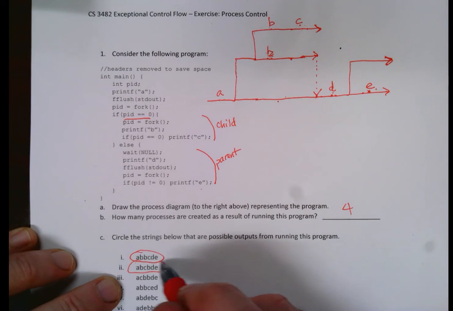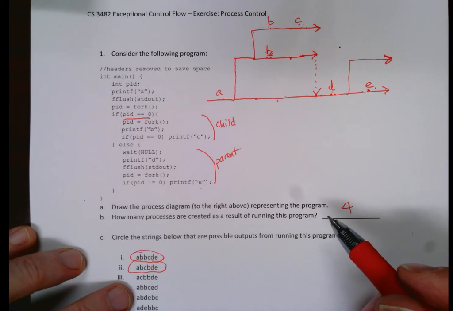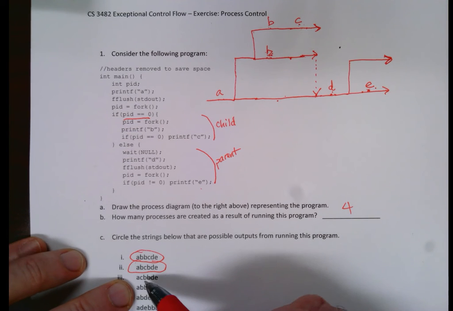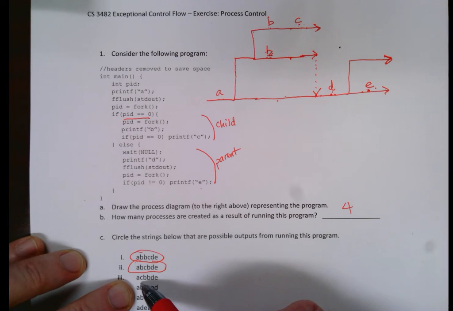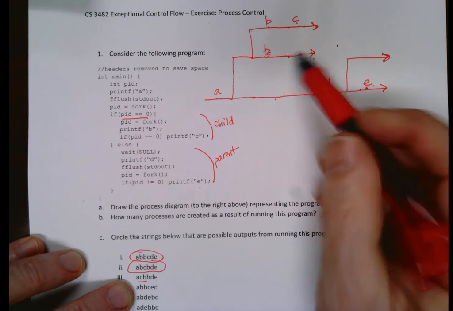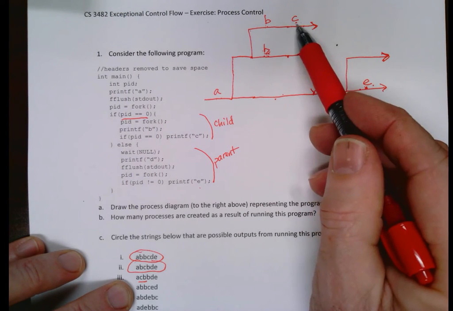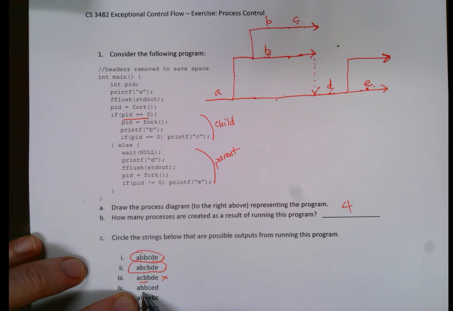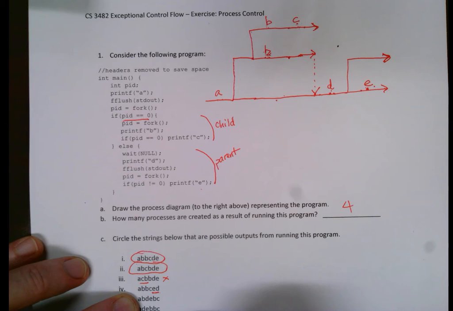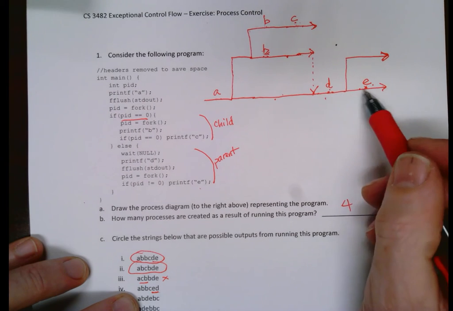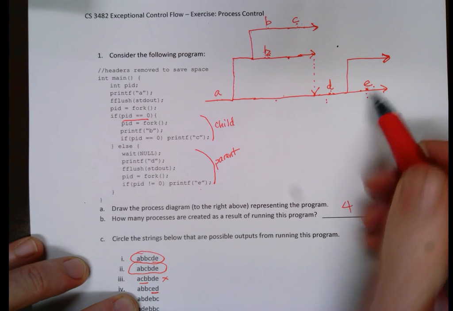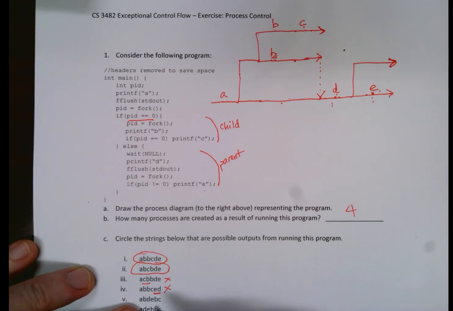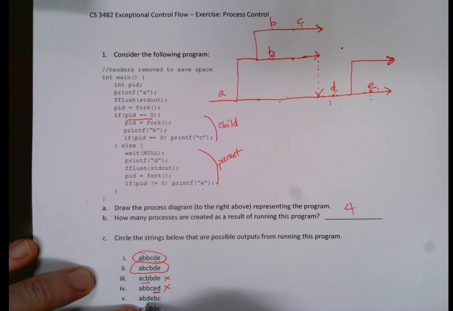So that looks possible. And then A, C, B. Now in this case we have a C before a B. Notice that there has to be a B before a C. So this is not going to happen. A, B, B, C, E, D. Now notice that we have E D, and we see here that we have to have a D before an E. So that can't happen.